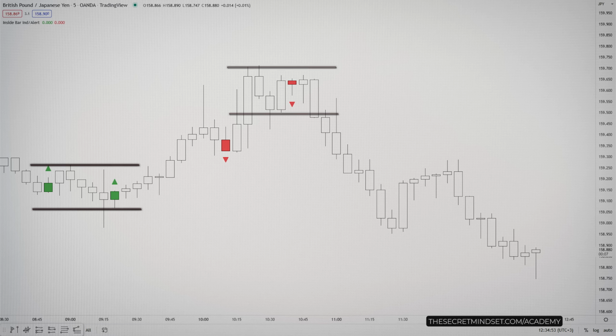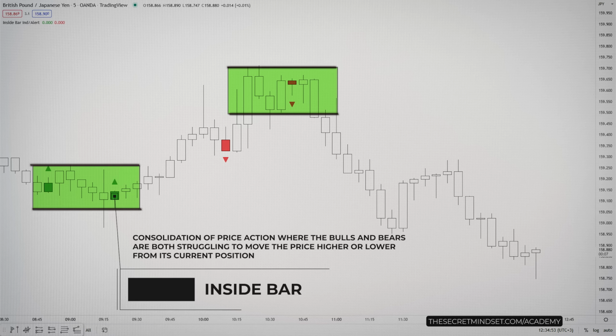Identifying the waves of contraction and expansion is a powerful skill to have, and one of the simplest ways to find these periods is by analyzing inside bars. Inside bars on a candlestick chart represent the consolidation of price action, where the bulls and bears are both struggling to move the price higher or lower from its current position.